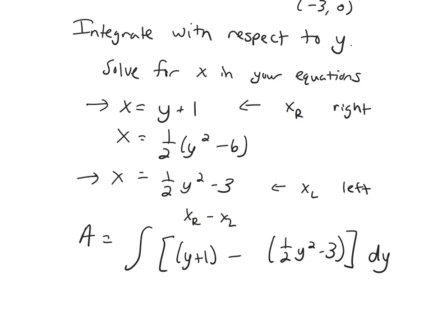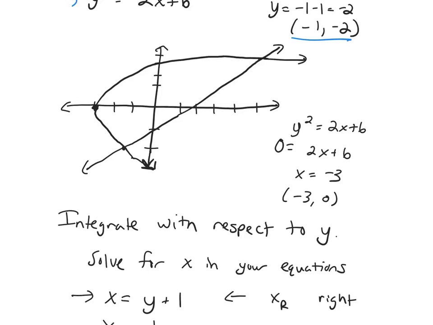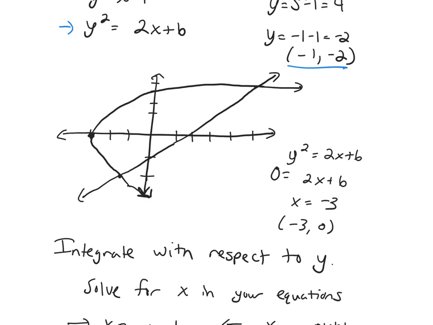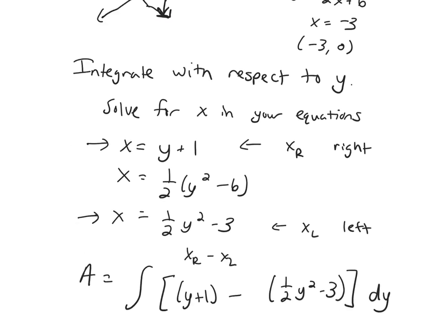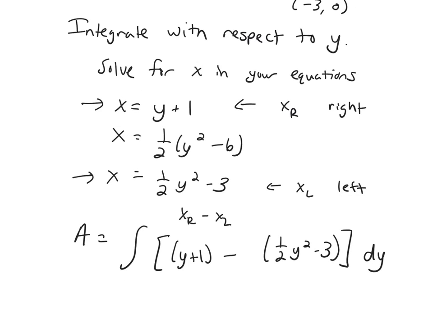And then all you need to do is figure out what numbers go on your integral. But to do that, just look at your picture and look at the range of your y values. So let's go to the picture real quick. What's my smallest y value? -2. What's my largest y value? It's 4. So these bounds are going to go from -2 to 4.